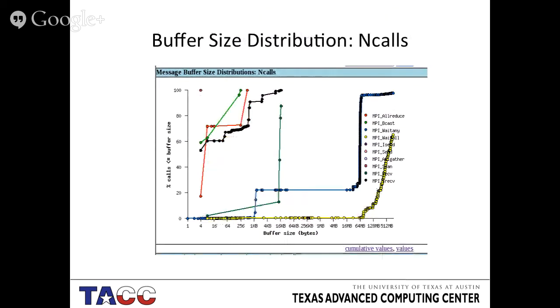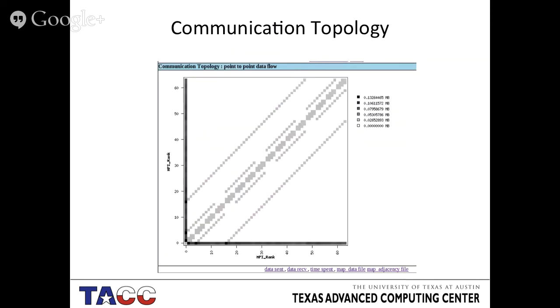As you can see there, it produces a lot of information, and it's up to you to see which one is useful for you. Okay. This is a typical one, which is the communication topology, or how each rank talks to other ranks in your MPI program.